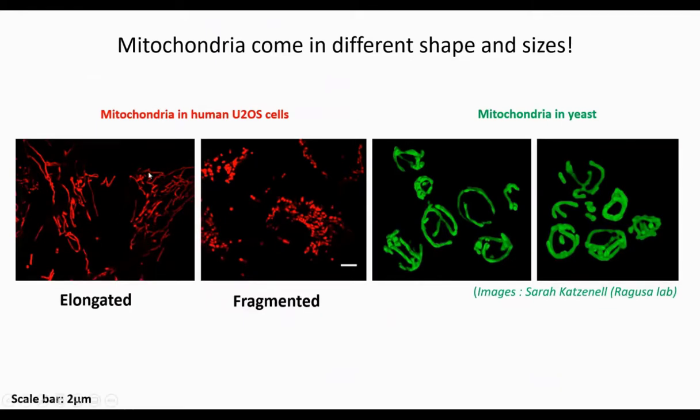But if you look at the cells, it doesn't look like these pill-shaped singular organelles. Contrary to what I showed you in that image, when you stain mitochondria in cells, it comes in different shapes and sizes. Some of the mitochondria in the cells are elongated and in network. Sometimes they are fragmented. And even in lower organisms like yeast, it has its definite shape and size.